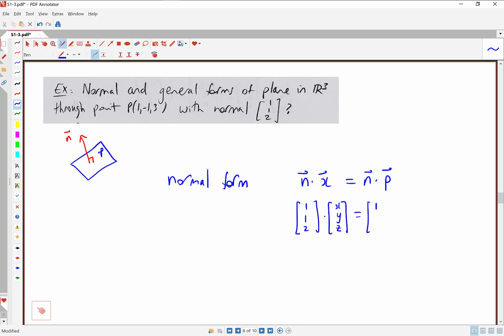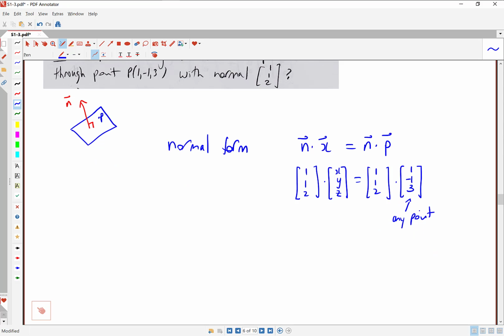And we're saying that's equal to (1, 1, 2) dotted with, now vector p just represents the vectorization of any point that's on your plane. So in this case, we were given the point (1, -1, 3). It does not matter how you choose this point, you will still end up with the correct normal form, as long as your point is on your object. Okay, so that's the answer we're looking for there for normal form.